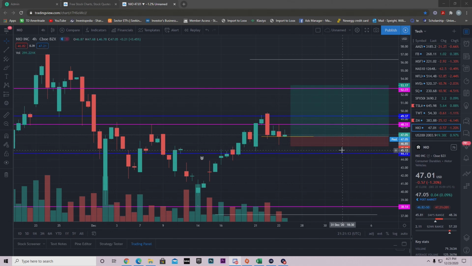So going into the session tomorrow, guys, what I'm looking for is this level to hold at 46.86, around the area. I'm looking for that level to hold. Now if we don't, like I said, we're probably falling back down to the stronger support at 44.73.